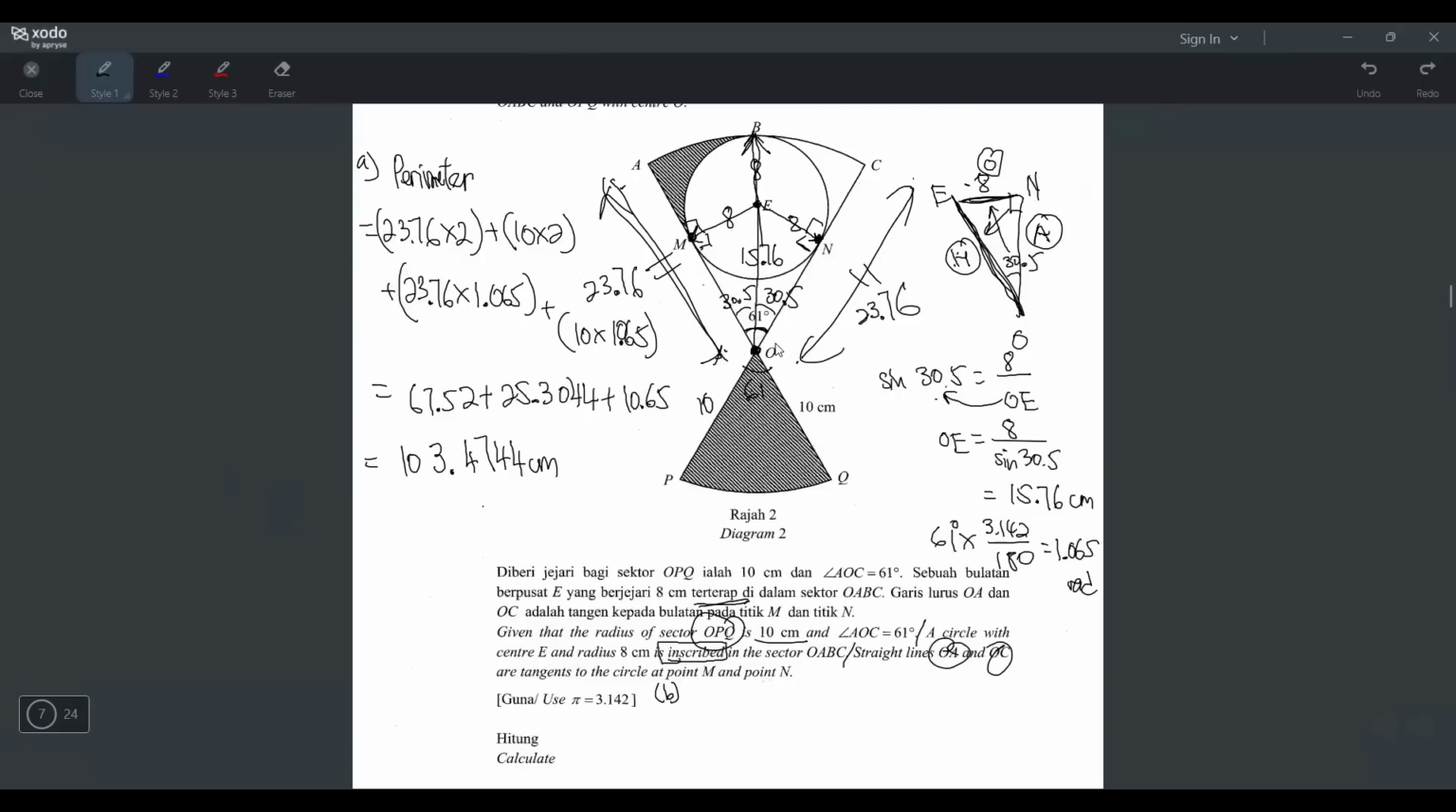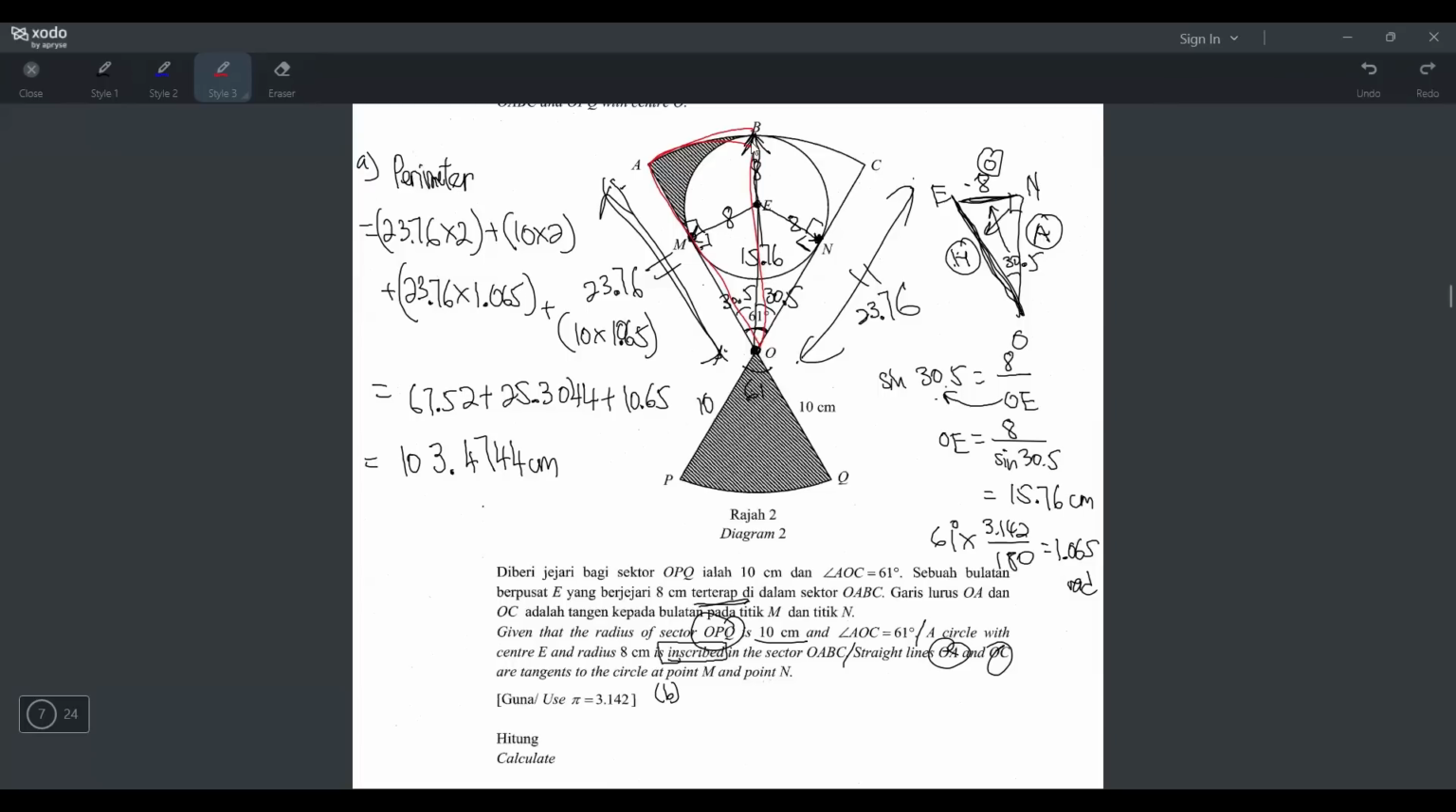This one just use the area of sector formula, 1/2 r squared theta, right? But the problem is how to find this area, right? How can I find this area? Let's see. I can find the area of sector, right? So I can find the area of this sector, and then minus with what? Minus with this triangle. Okay, correct.